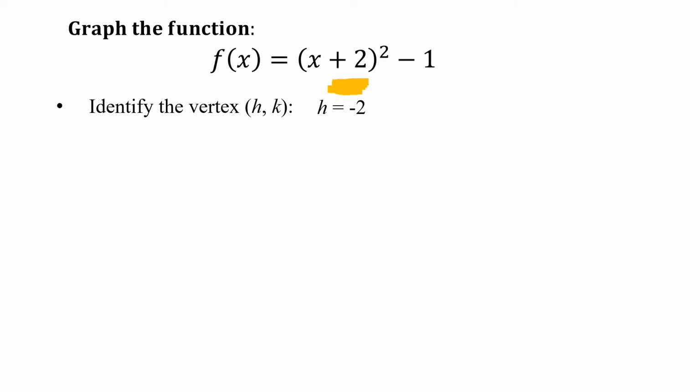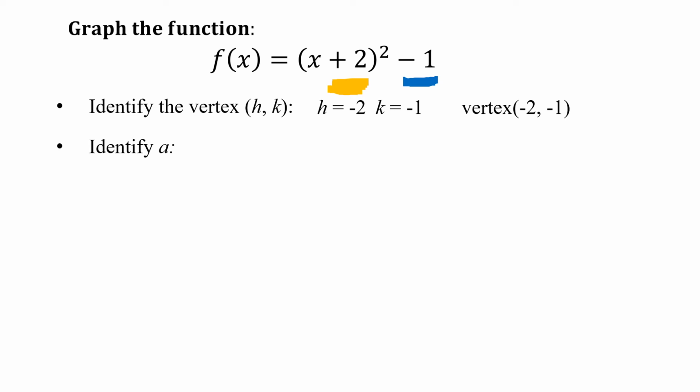Our k value is being added or subtracted from that quantity. So therefore we see a -1, and it's supposed to be +1. So therefore our k is going to be -1. So we put those two together and we get our vertex, which is (-2, -1).